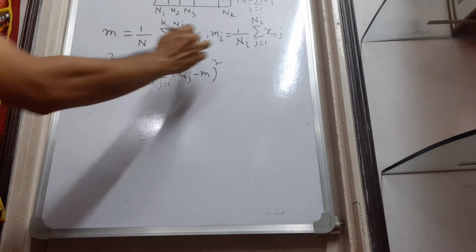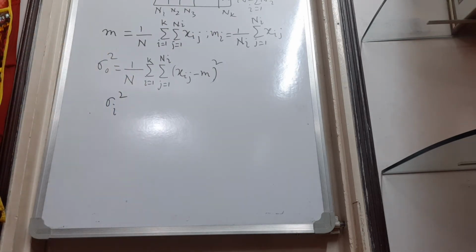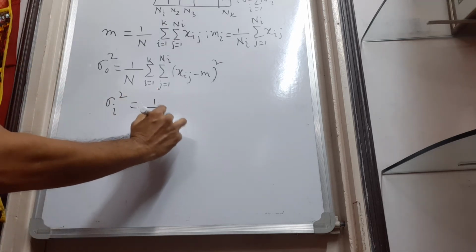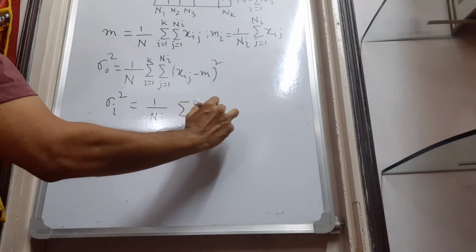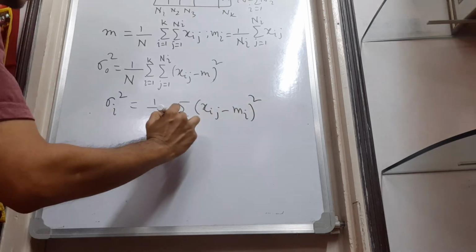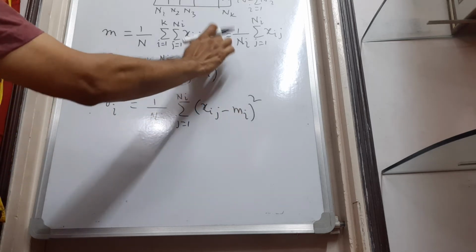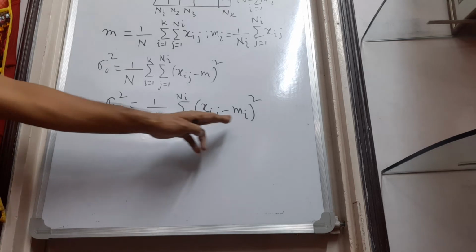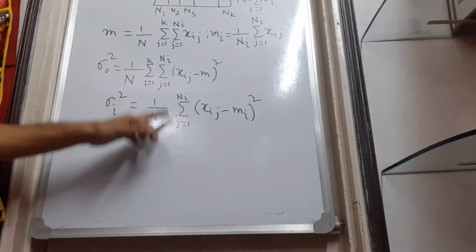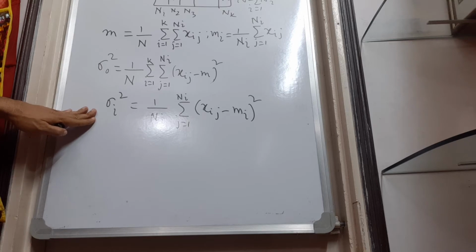While just like this we have sigma_i square defined as the variance of the ith stratum, and that is defined as simply 1 by n_i summation of (x_ij minus M_i) whole square, where M_i is the expected value of the ith stratum. We take the difference, square it, sum it up over n_i and divide by n_i, so that we get the variance of the ith stratum.